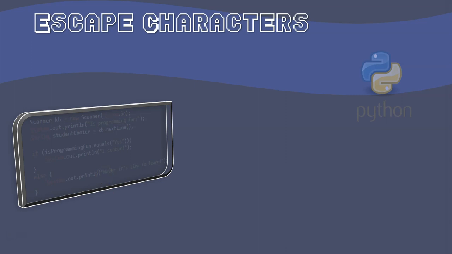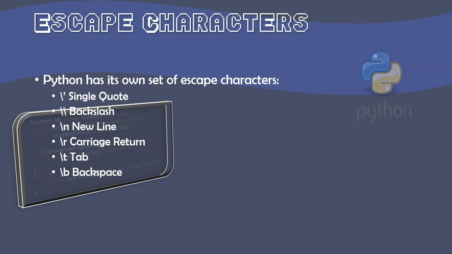One more thing to talk about before we look at some examples: let's look at a couple of escape characters. Python, of course, has its own set of escape characters. There's the single quote, we have backslash, new line, carriage return, tab, backspace. These aren't anything too different from what we might be used to seeing in Java, which makes it a lot easier when we ask what the escape character sequence is. So again, this is something we're already familiar with.